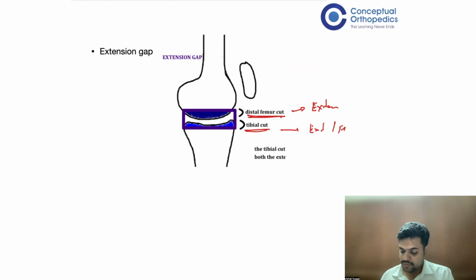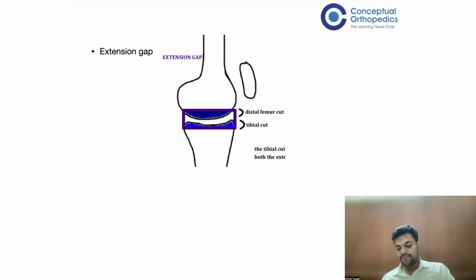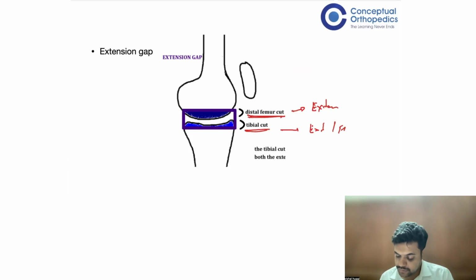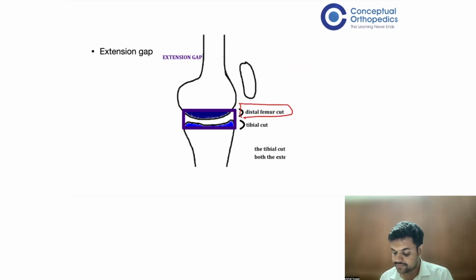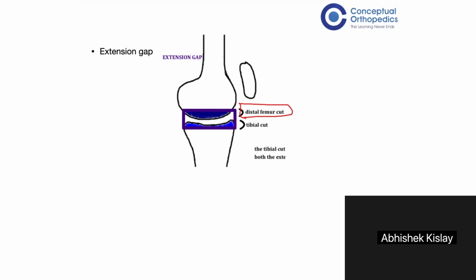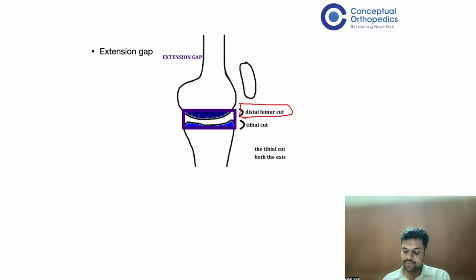Okay, so whenever we find an FFD knee, one thing we have to do is adjust the distal femur cut. Anything else you can think of? Anything else? Soft tissue release not done properly. Soft tissue release is very important.